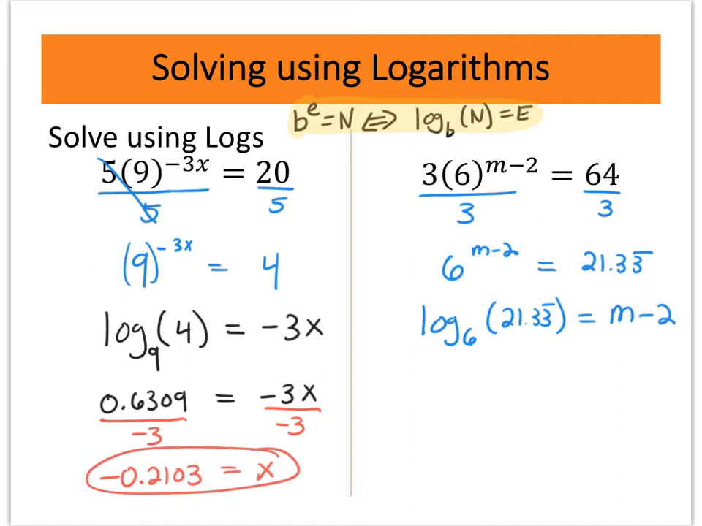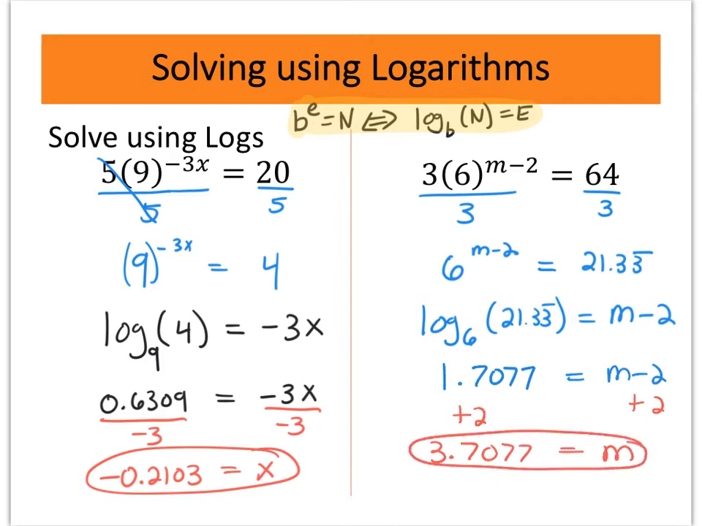And I'm going to put this log base 6 of 21.3 repeating into a calculator, and I get 1.7077 equals m minus 2, and we're solving for m, so we're going to add 2 to both sides, and it looks like we get 3.7077 equals m, and that is our answer.